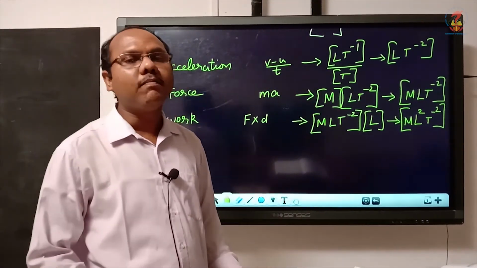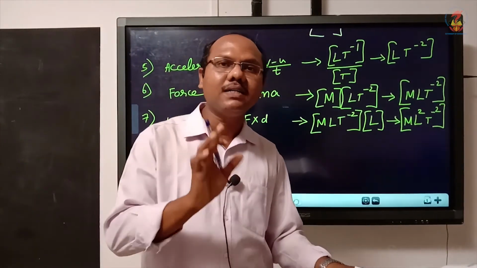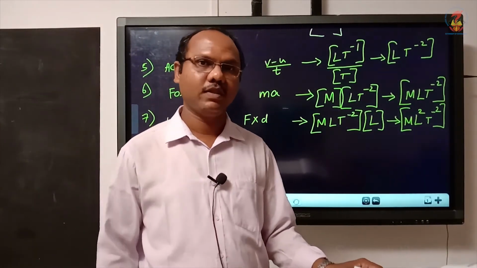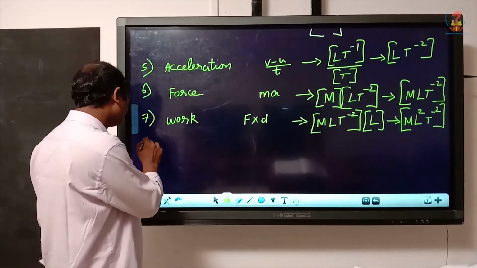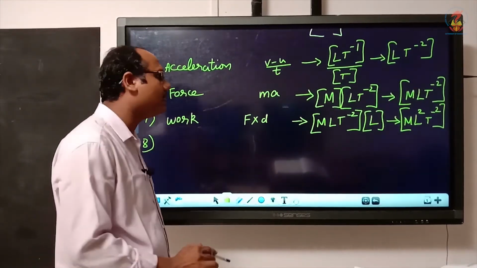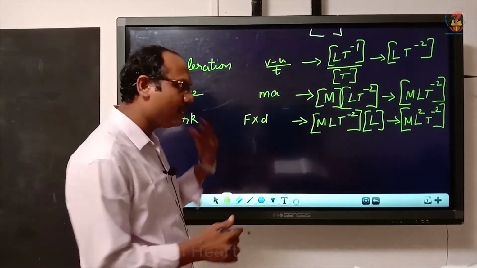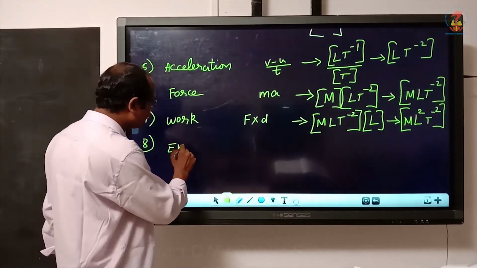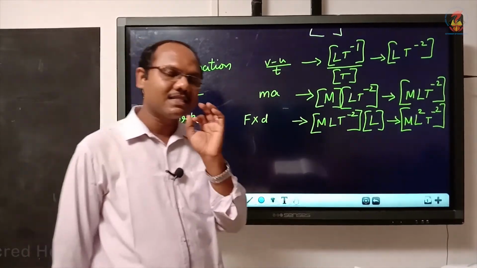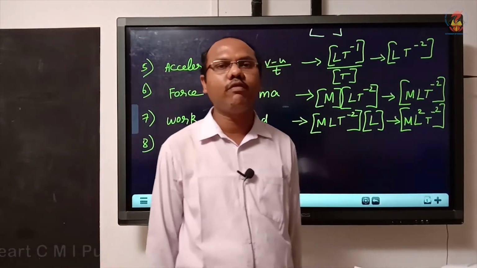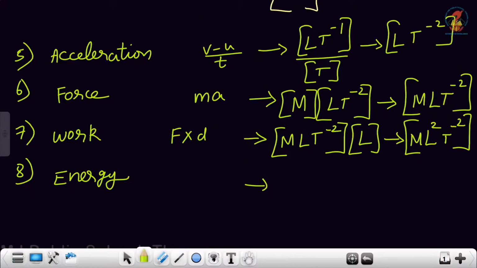Now, in 9th standard, you have studied work done is same as energy. So if they ask any kind of energy, say for example kinetic energy, potential energy, heat energy, anything related to energy, the dimension of energy is same as the dimension of work. Therefore, the answer is M L square T raised to minus 2.